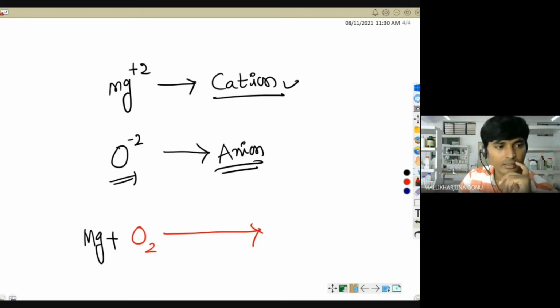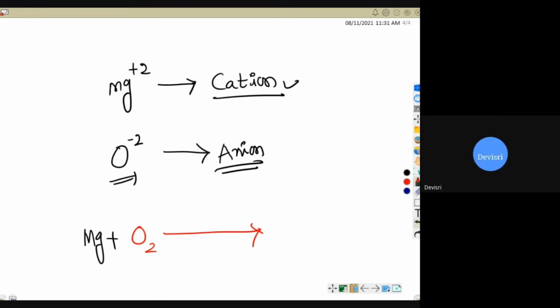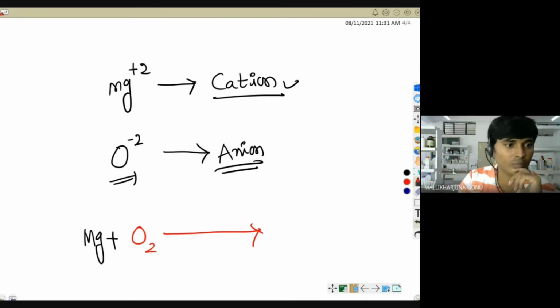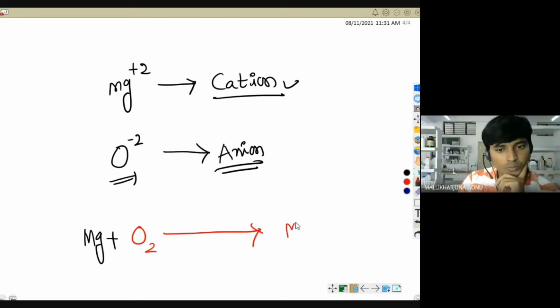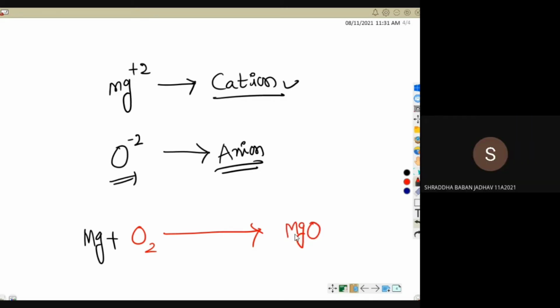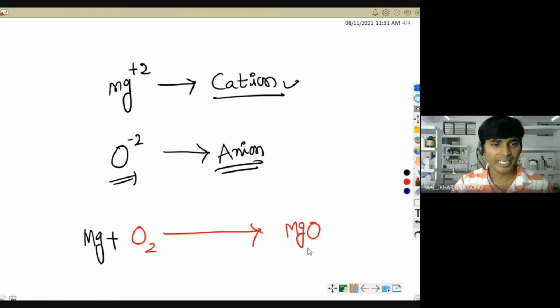Raise your hand. Magnesium oxide. So what is the formula? I want the formula. MgO. Yes, Shraddha, what formula do we get here? MgO, sir. Why not MgO2? Balanced, sir. Is it for balancing? If I write MgO2, it will be balanced, because there is one magnesium and two oxygens. But why do you want me to write MgO? What is the reason?